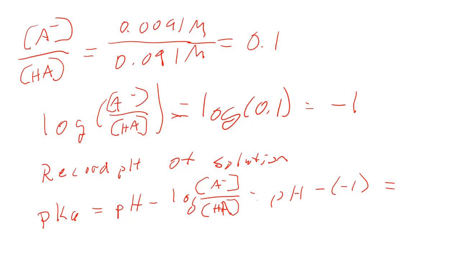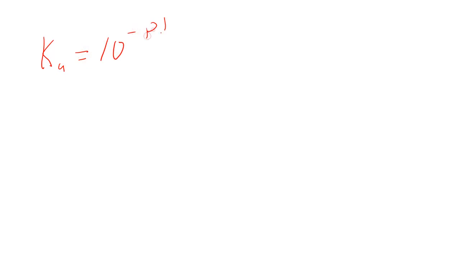You're going to do this for all 6 trials, and then you're going to take your average pKa: add up the pKa you got for each trial and divide by 6. Then you're going to calculate your average Ka. Remember, Ka is 10 to the negative pKa. So whatever you got for your average pKa, you're going to take 10 to the negative of that and get an average Ka.